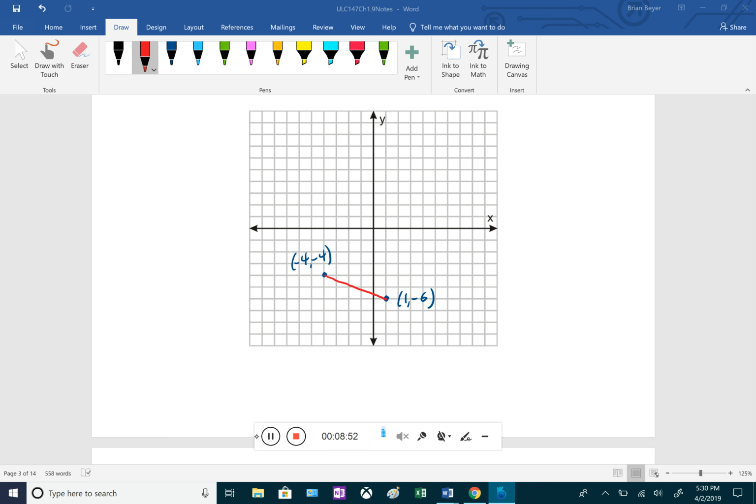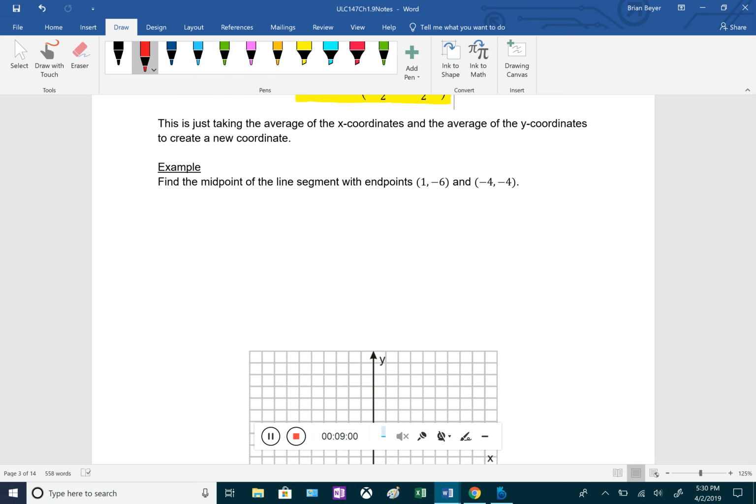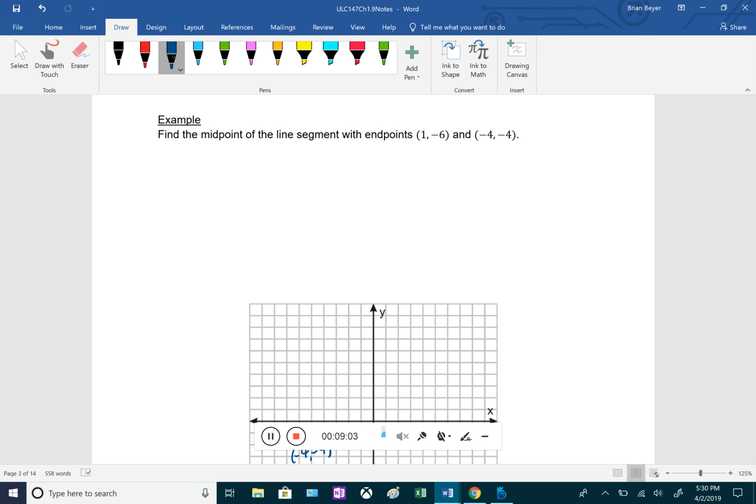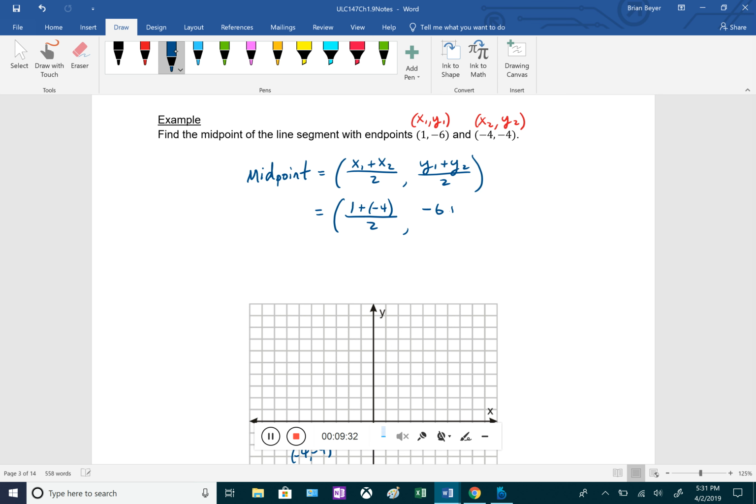So the midpoint here looks like it's about right here. So we're going to find that midpoint using this formula up here. So the midpoint equals that formula from before, and our first coordinate given is going to be x1, y1. The second one will be x2, y2. And we're going to plug those in. So it's going to be the sum of the x coordinates, so 1 plus -4 divided by 2. And then the sum of the y coordinates, -6 plus -4 divided by 2.